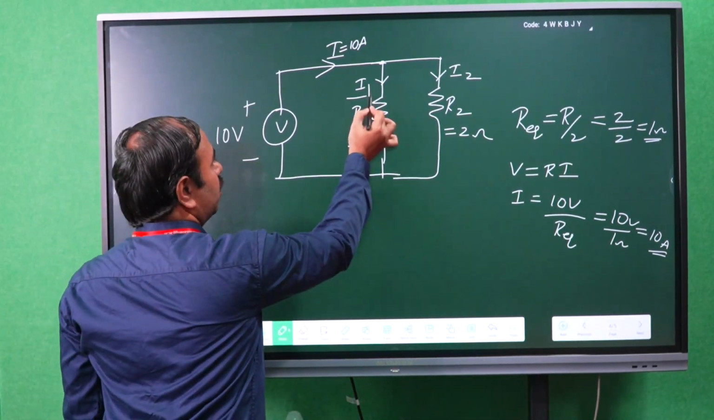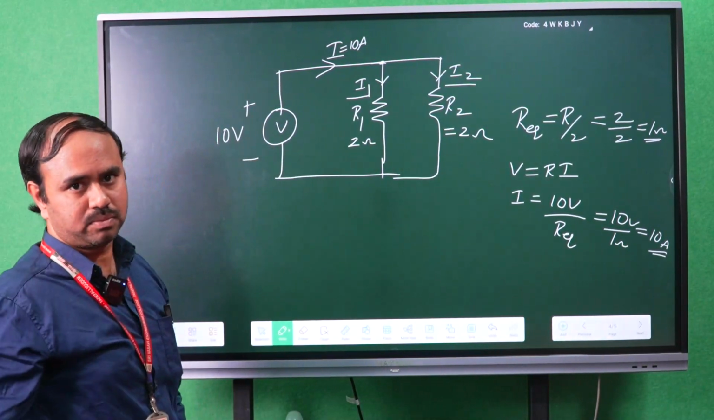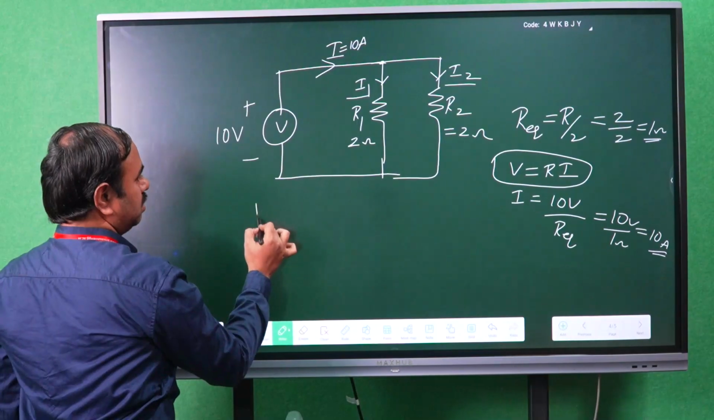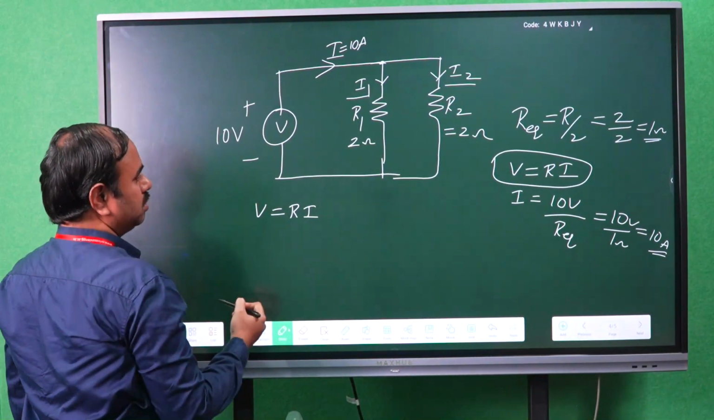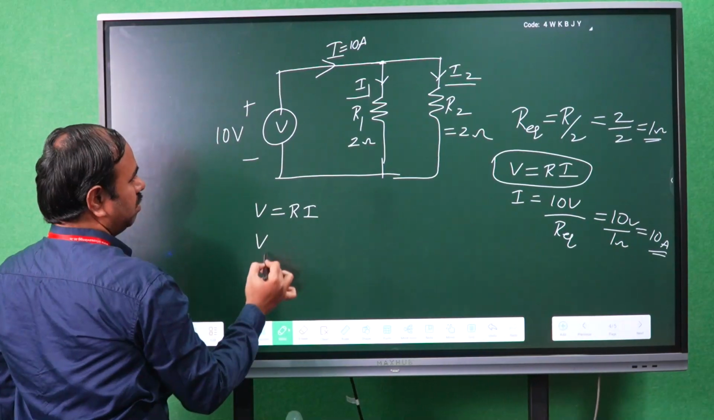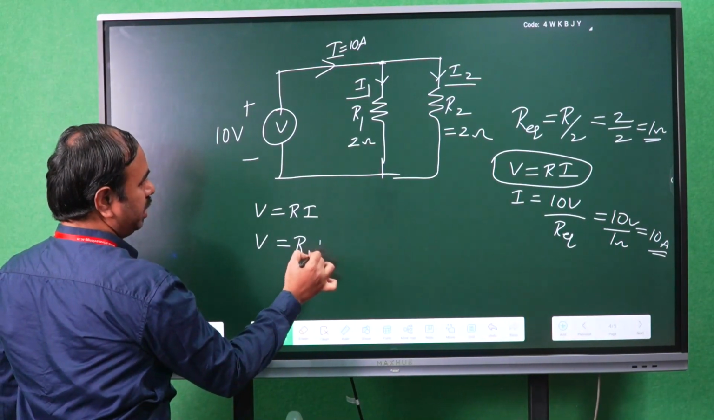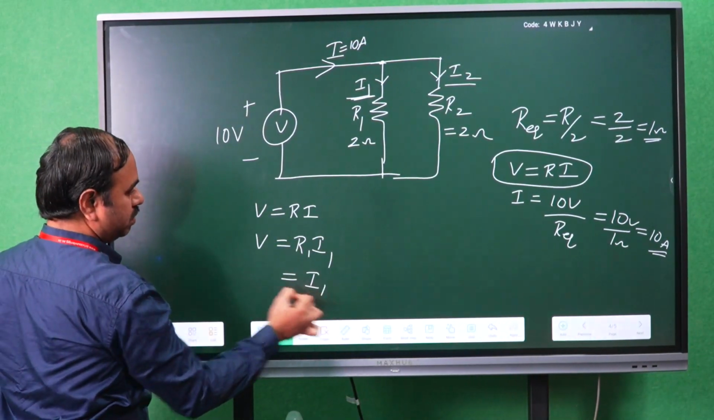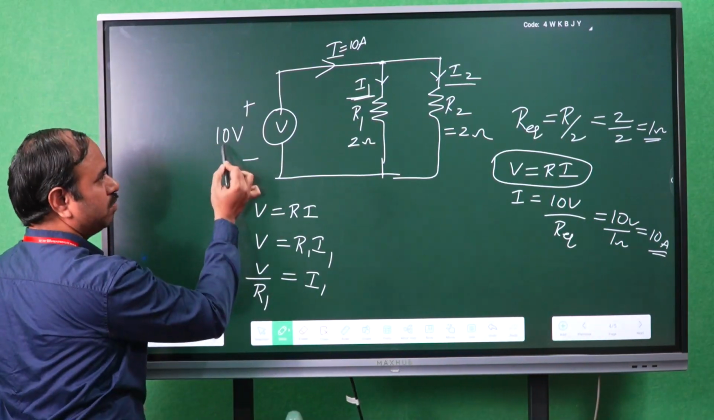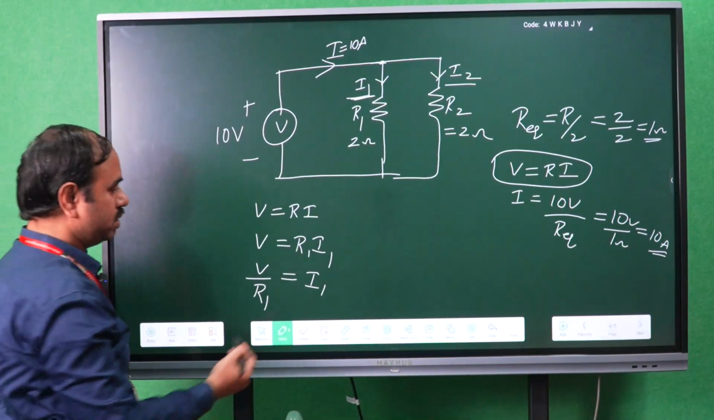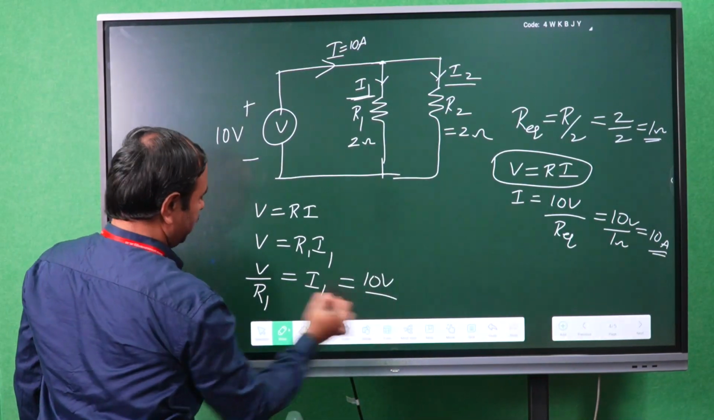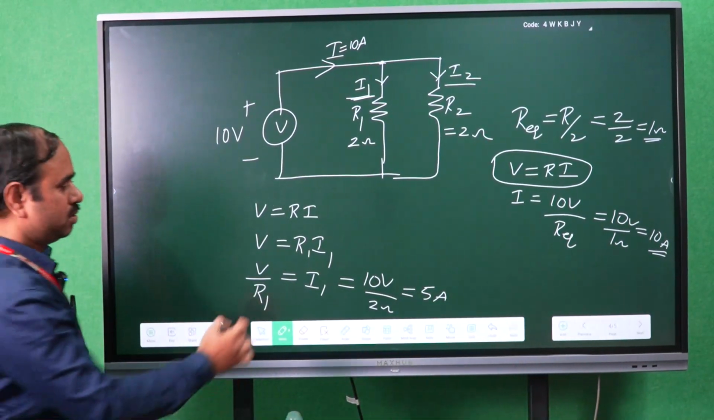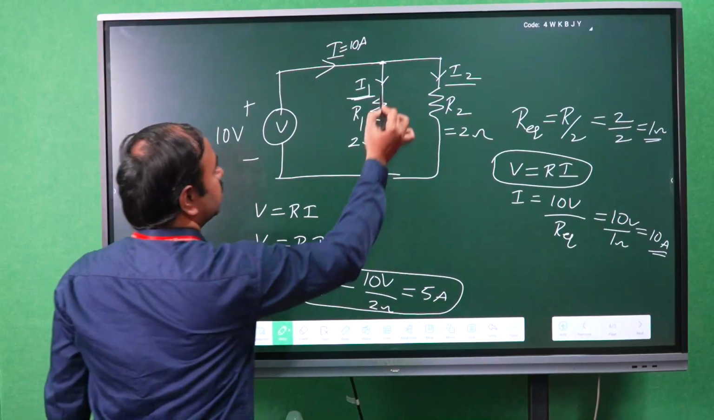So how can you calculate I1 and I2? From the same relation of Ohm's law, we know V is equal to R i. So from this, V is equal to R1 into I1. So we are calculating I1. So I1 is equal to V by R1. V is 10 volts, R1 is 2 ohms. So 10 volts by 2 ohms, it is 5 amperes. So I1 is 5 amperes.